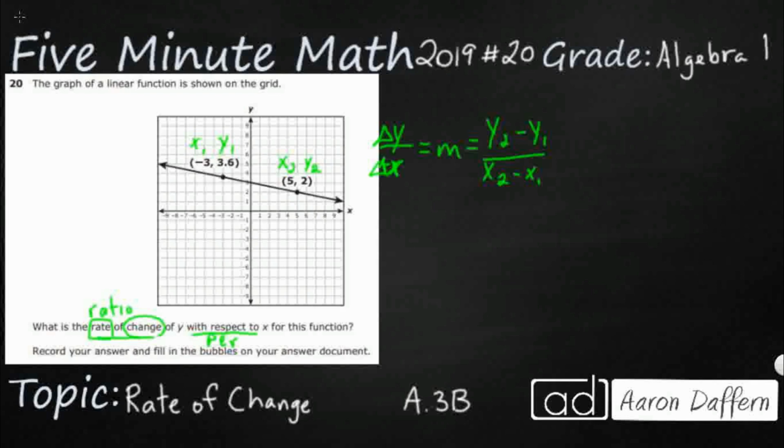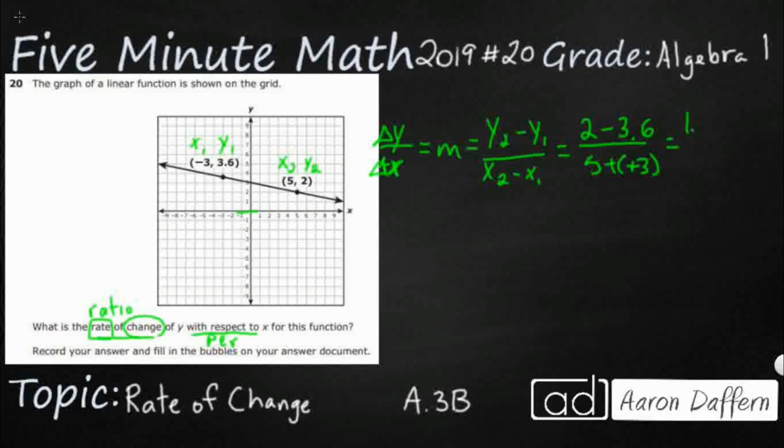This is going to have a negative slope. We can already tell you that because it is moving down when you're going from left to right. So if we don't get negative, we messed up somehow. My y2 is 2, and my y1 is 3.6, so it's going to be 2 minus 3.6. My x2 is 5, minus negative 3. Those two are going to make a positive, so I'm going to have a negative on top, positive on the bottom. So there we go. That's working.